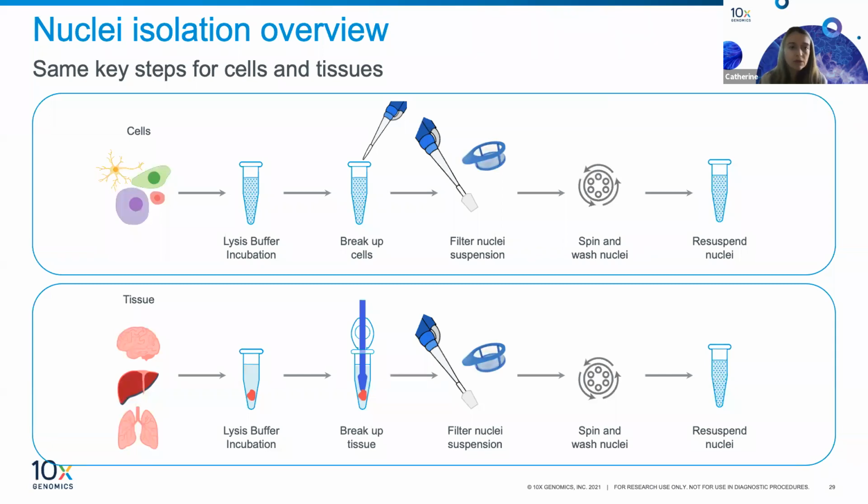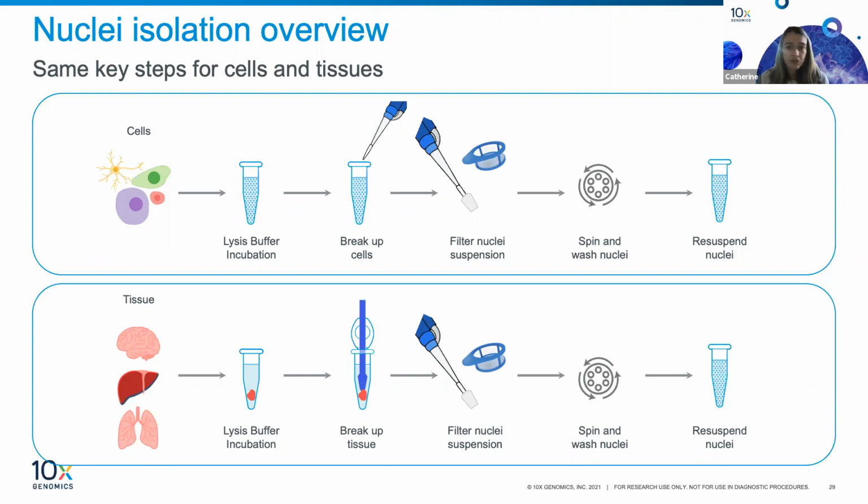Digitonin will poke holes and permeabilize the nuclear membrane, which is required for the transposition enzyme to enter. That is not something we want to add if we're not doing ATAC with our nuclei. So this is how the lysis buffers will be different for the different assays that you're trying to run. Once you've lysed and released your nuclei, you're going to break up your cells and tissue by using various pipetting techniques or with a pestle in the case of tissue, to lyse and release your nuclei.